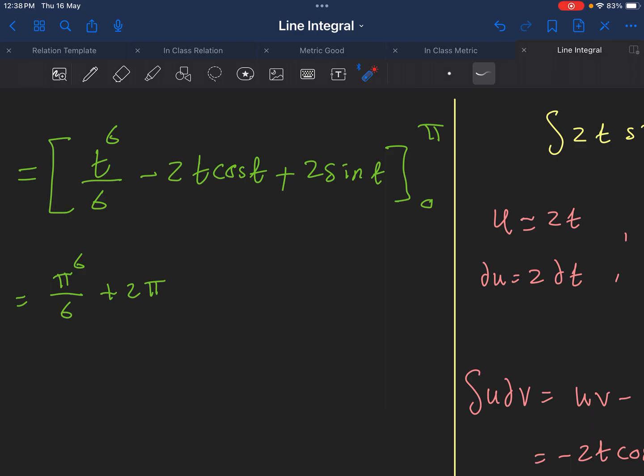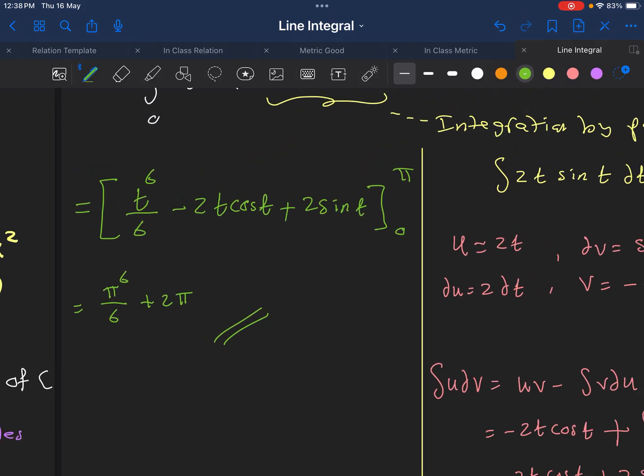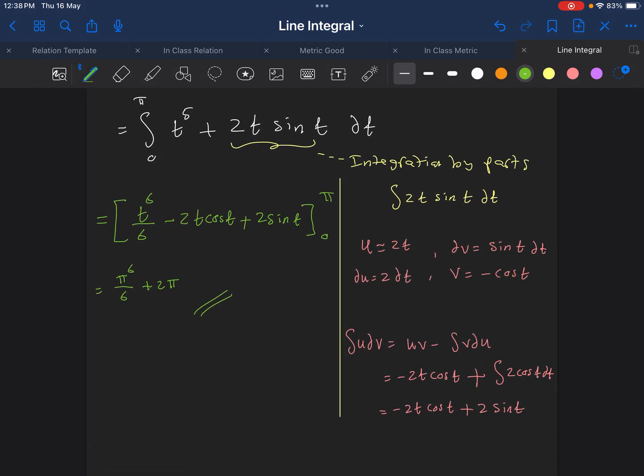Now, later I have to substitute every t by 0, and again everything will go away, and this is the final answer up here. So that's how we solve the line integral if we have dx or dy.